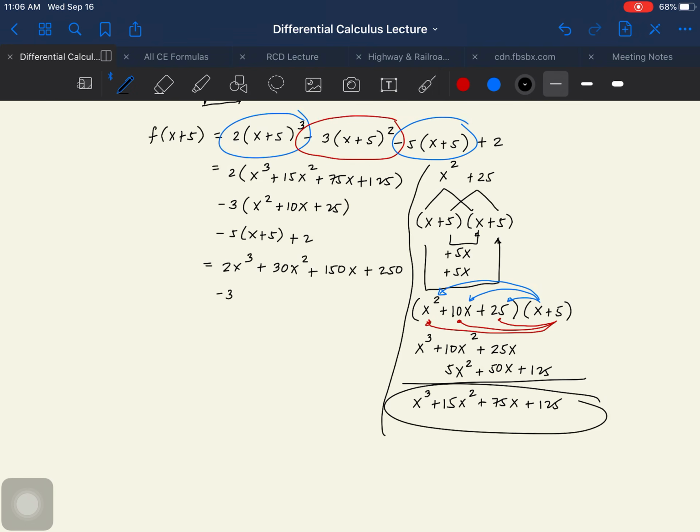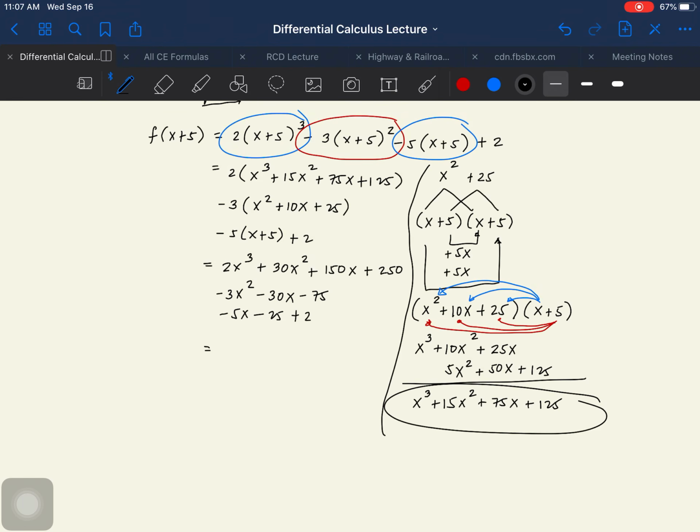Next, negative 3. Negative 3 multiplied with x squared, that is negative 3x squared. Negative 3 multiplied with 10x, that becomes negative 30x. Negative 3 multiplied with 25, that becomes negative 75. Okay? Next, negative 5 multiplied with x, that is negative 5x. Negative 5 times 5, oh, sorry, that should be negative 25.